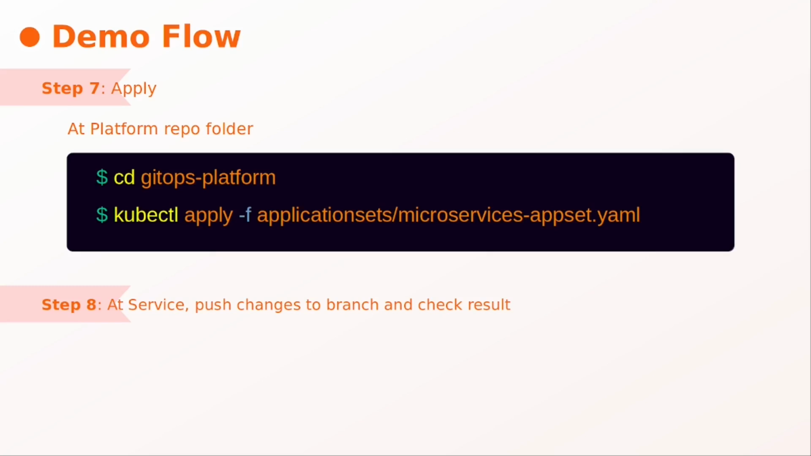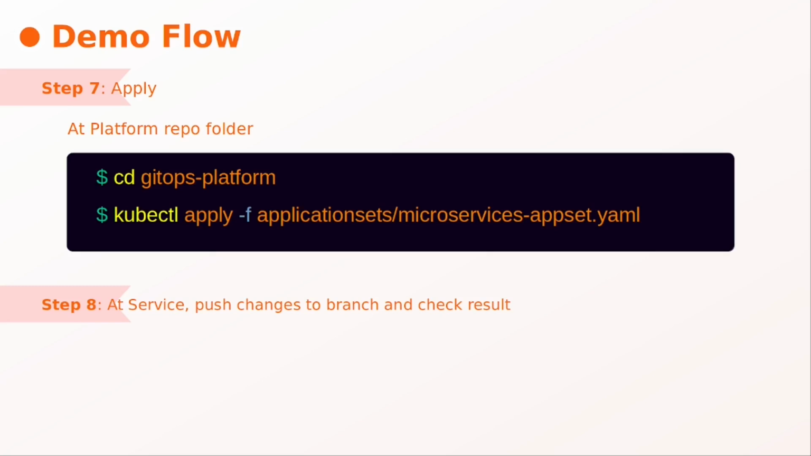Step 7. Apply ApplicationSet. Go to the platform repository and apply the ApplicationSet configuration. This step tells ArgoCD to generate the applications dynamically, managing each microservice across environments. Following the GitOps model. After applying, you should see applications appear in the ArgoCD UI.